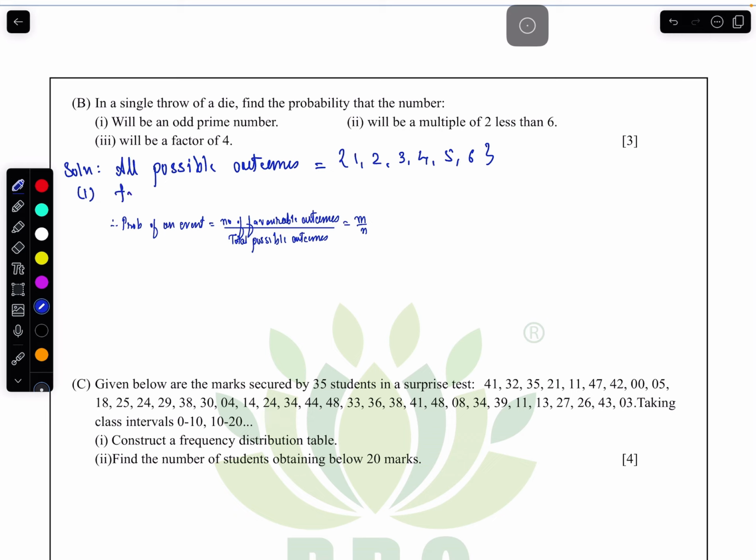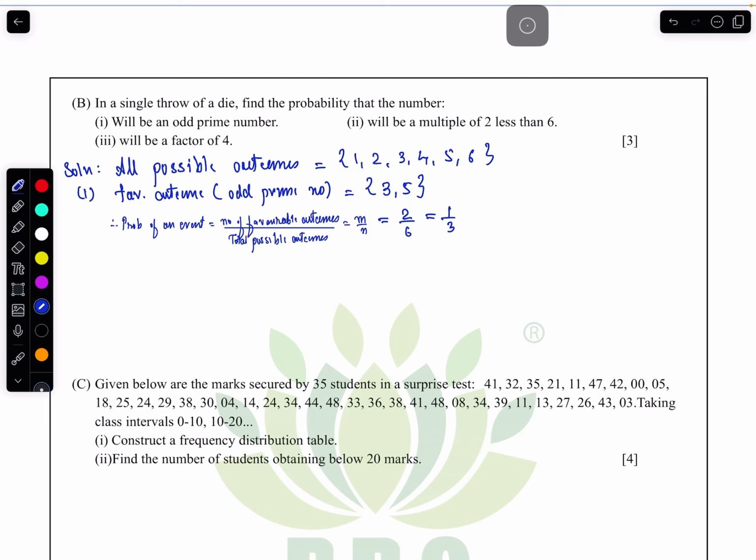So we will write favorable outcome. What we are expecting is odd prime number. Our odd prime numbers are 3 and 5 only. So our probability in this case is going to be 2 over 6. We can't leave the answer as 2 over 6. We will have to make it 1 over 3 because all fractions must be in reduced form. So the first part is taken care of.